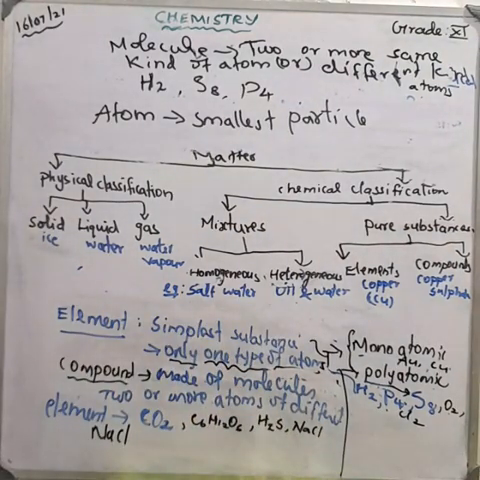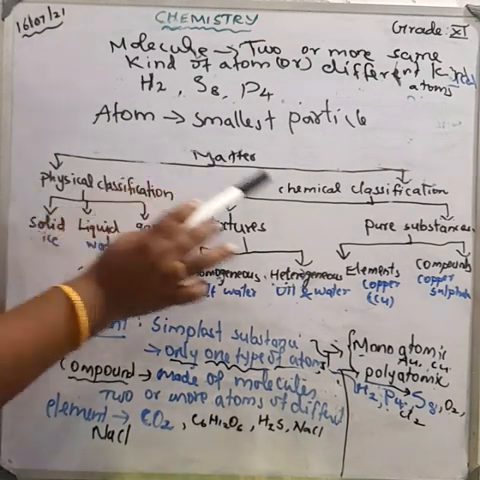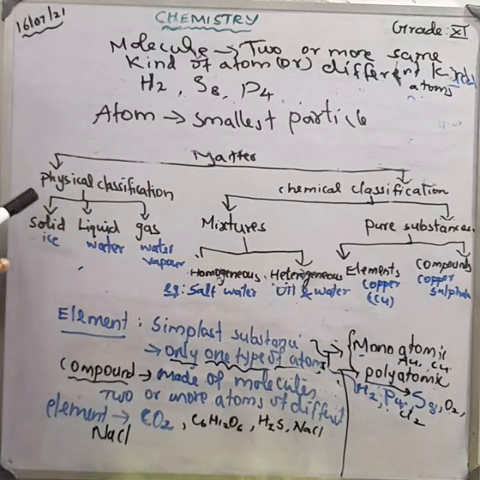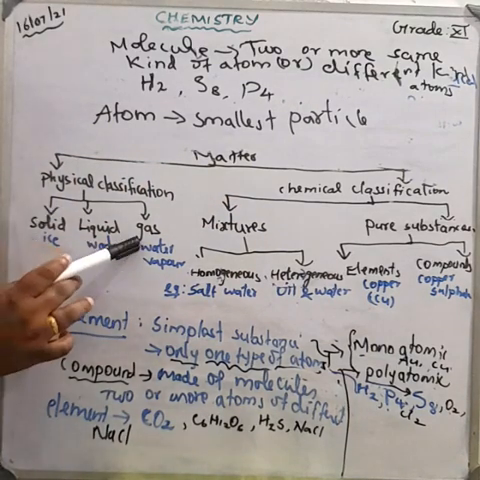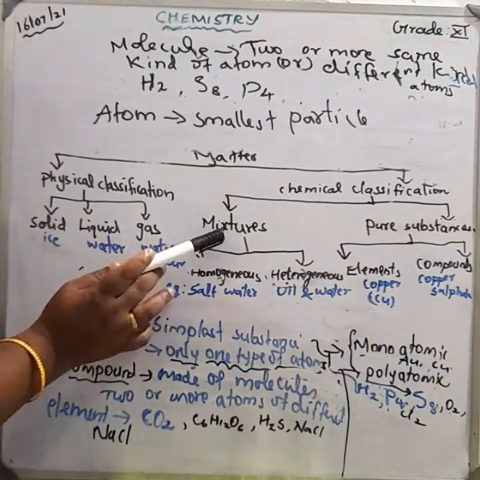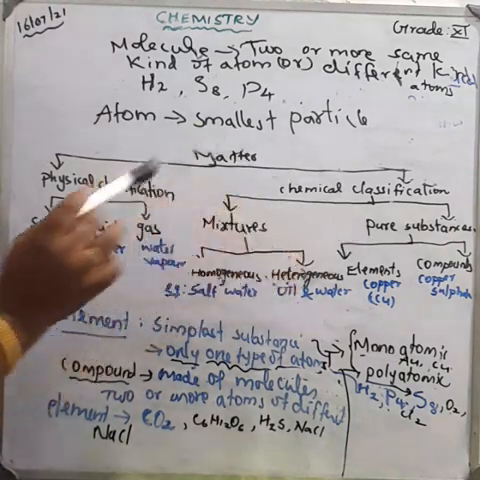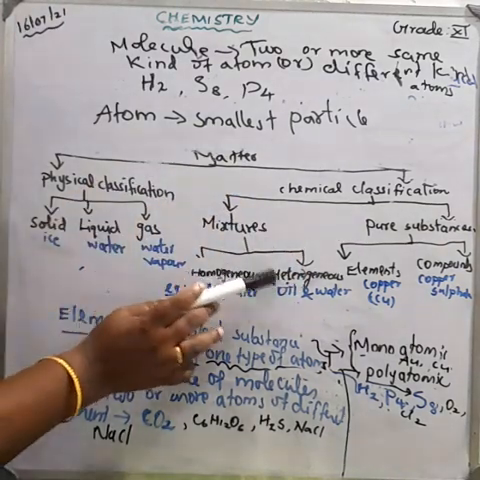These are about the classification of matter. Very, very important. We can classify matter as physical classification and chemical classification. Physical classification is solid, liquid or gas. Chemical classification can again be divided into mixtures and pure substances. Mixtures are homogeneous and heterogeneous. Pure substances are elements and compounds.